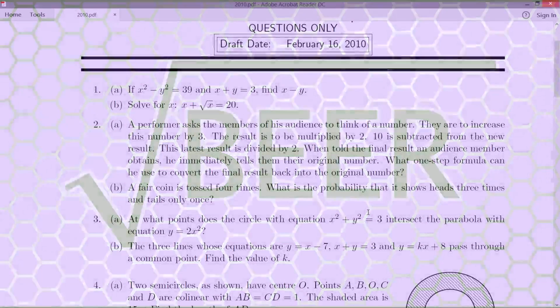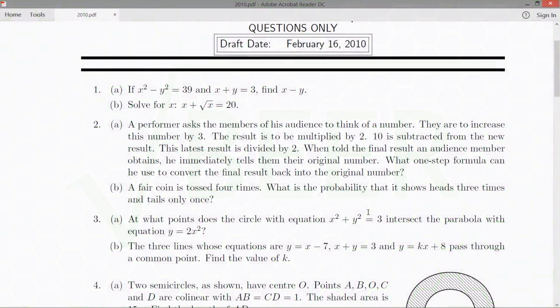Root Beer here, looking at question number 2 on the 2010 MMC Manitoba Mathematical Competition. So question 2, a performer asks the members of his audience to think of a number.